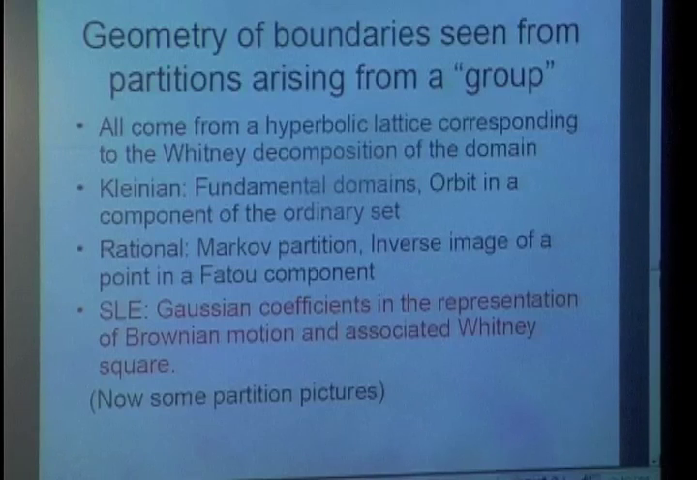Now we get down to Wiener space. Of course, everything in this dictionary must come with some sort of partition arising from a group. In hyperbolic geometry, you have tilings of the hyperbolic plane by beautiful fundamental domains, and you have the orbit of a point in the ordinary set, for example. In the world of rational functions, think z squared plus c, you have Markov partitions, and here you can look at the inverse image of a point in the Fatou component. Now we come to the point I was making about parameter space: in SLE, there are Gaussian coefficients in the representation of Brownian motion, and we can associate to them a partition.